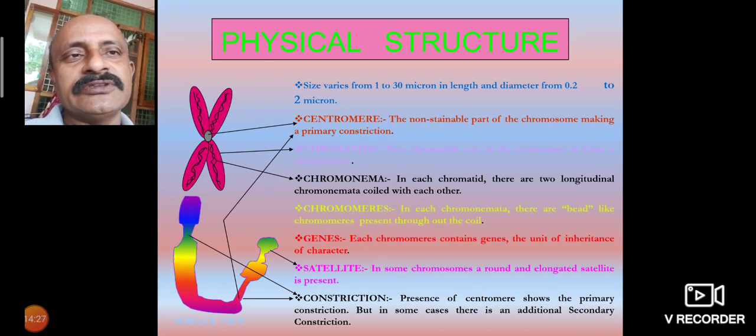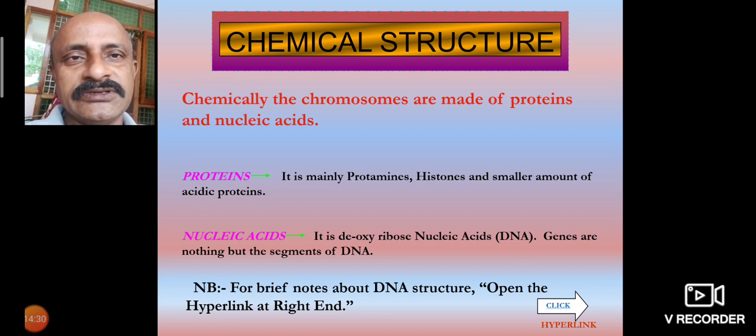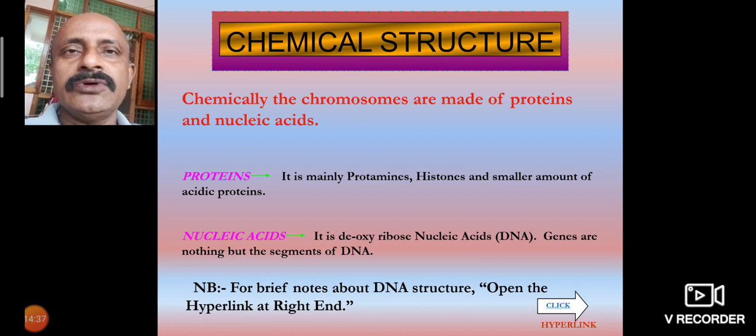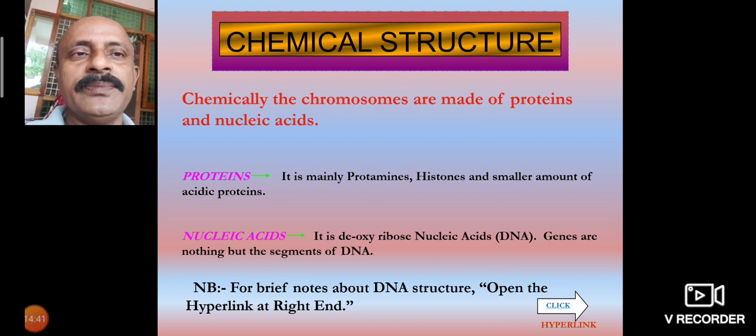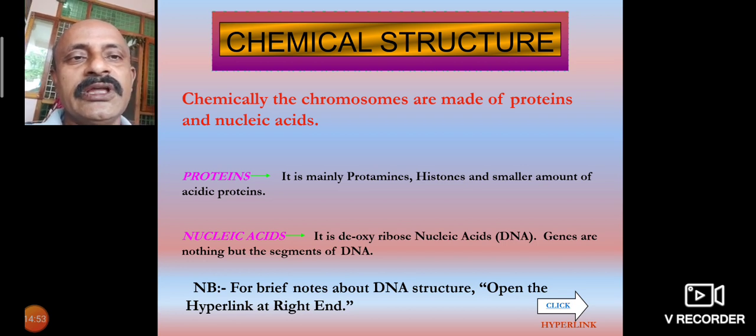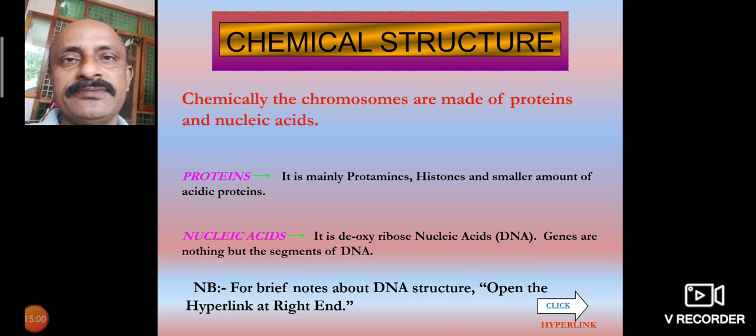So this is the physical structure, and now the chemical structure. Chemically the chromosomes are made up of proteins and nucleic acids. Both are important. The proteins are mainly protamines, histones and a smaller amount of acidic proteins. The nucleic acid is deoxyribonucleic acid, DNA. Genes are nothing but segments of DNA.